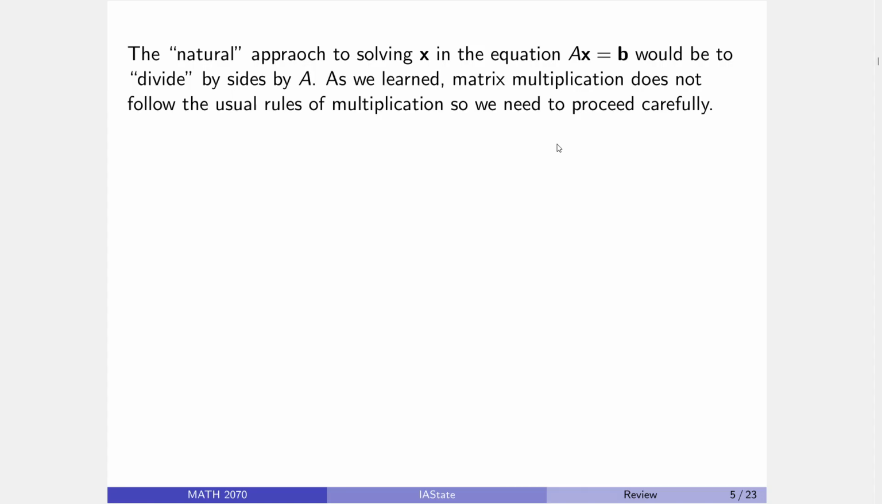But, context here, this is matrix multiplication, and that does not follow the usual rules of multiplication, as we noted. It is not commutative. It does not have cancellation. You can multiply non-zero things and get 0. Matrix multiplication has weird things going on, so you can't just divide. We need to be very careful about what we mean by, alright, I want to solve for x here. That means I need to get A off of the left-hand side of the equation.